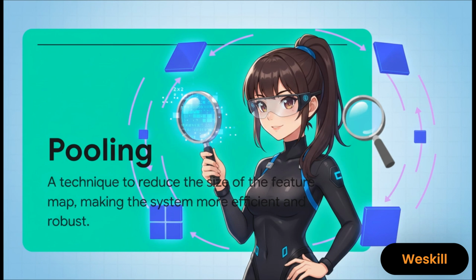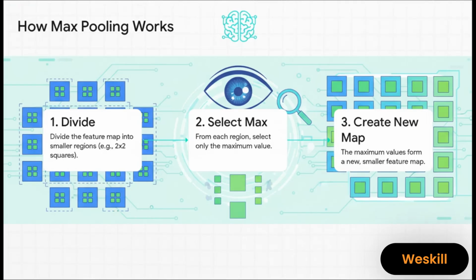It's all about making the system faster and more efficient. And the most popular way to do it is with something called max pooling. And you're going to love how simple this is. You just take your feature map and you chop it up into little squares, maybe 2 by 2 pixels each. Then, for each square, you look at all the values, and you just keep the biggest one, the maximum value. That's it. You throw the rest away. The result is a much smaller map that still captures the strongest signals of the features we found.